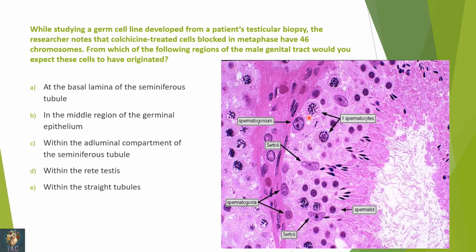So while we are doing the study on the cells having 46 chromosomes, we will collect the sample from this region. The options here are the basal lamina of the seminiferous tubules, the middle region of the germinal epithelium, within the adluminal compartment of the seminiferous tubules, within the rete testis, or within the straight tubule. So this is the basal compartment. We have to concentrate on the point that the chromosome number is 46, and 46 chromosomes are present in the cells in the basal compartment of the seminiferous tubule. So the correct option is A. This is a tricky question.